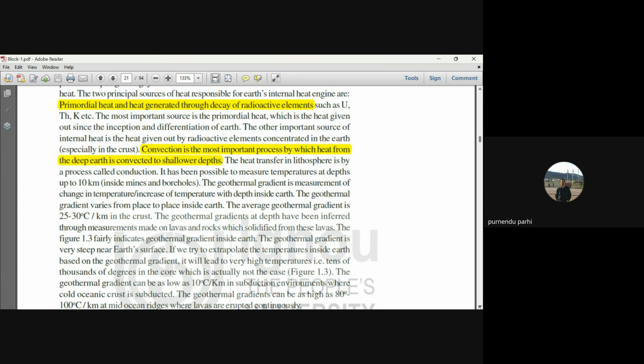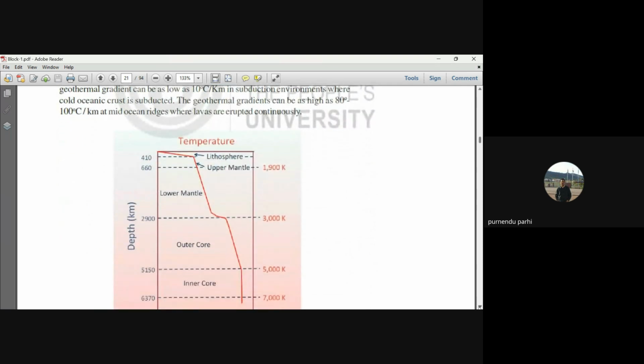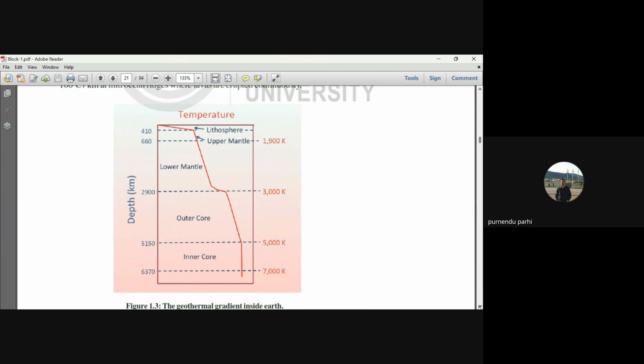The geothermal gradient at depth has been inferred through measurements made on lavas and rocks which solidified from these lavas. Figure 1.3 fairly indicates the geothermal gradient inside the Earth. So here is the geothermal gradient going from the lithosphere, then the upper mantle, where the temperature is 1900 Kelvin, then the lower mantle, temperature 3000 Kelvin, then the inner core, where the temperature goes up to 7000 Kelvin.